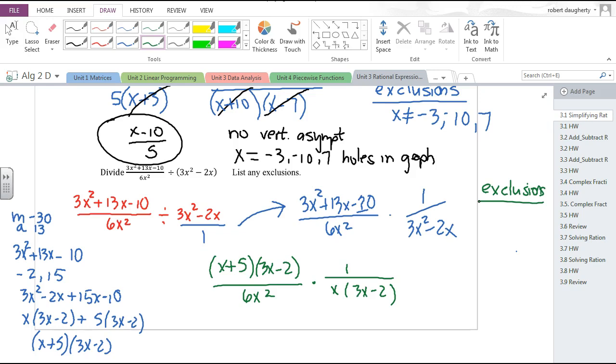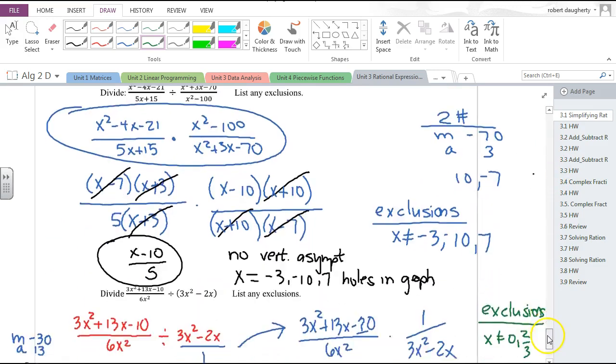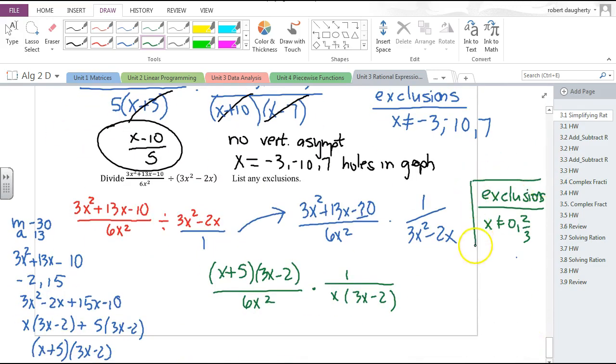Yeah, no, it's 0 and 2/3. Do you see that? X cannot be 0 and x cannot be 2/3. Okay. We had a lot of practice with that, the polynomials trying to find roots, setting these factors equal to 0. So those are my exclusions.